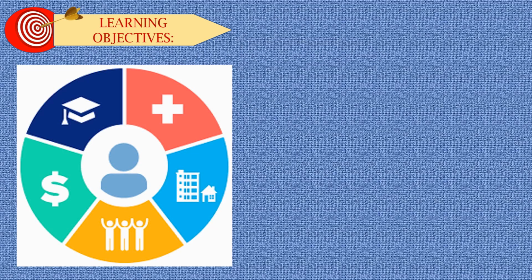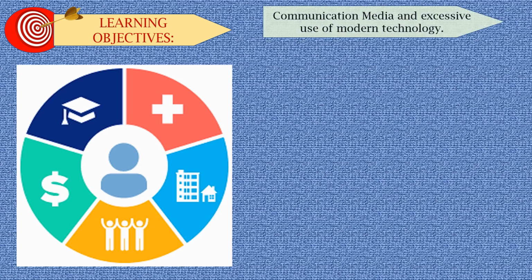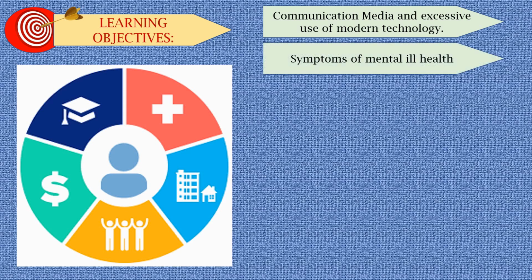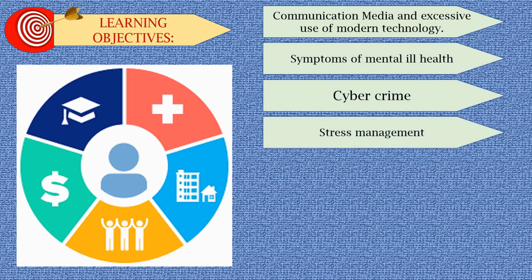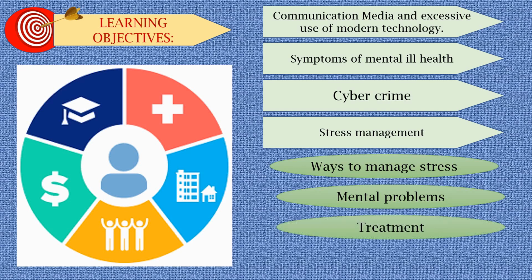Students, now let us see what the learning objectives are. In Module 2, you will be learning about communication media and excessive use of modern technology. You will also understand the symptoms of mental ill health and cybercrime, and about stress management. Under stress management, you will understand the ways to manage stress, mental problems, their treatment, and institutions that offer help.